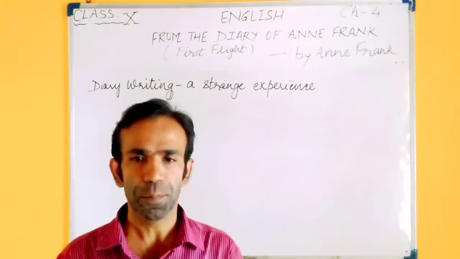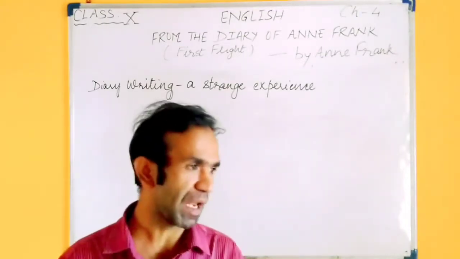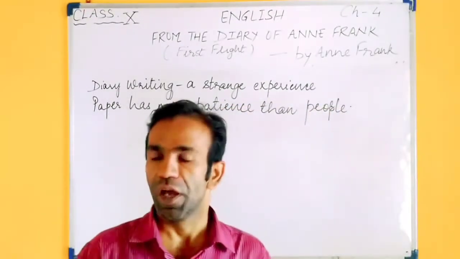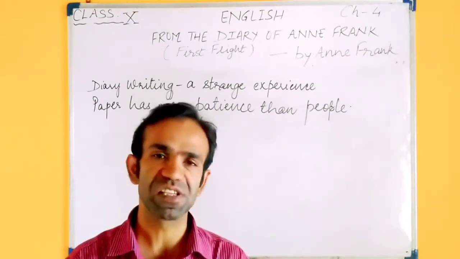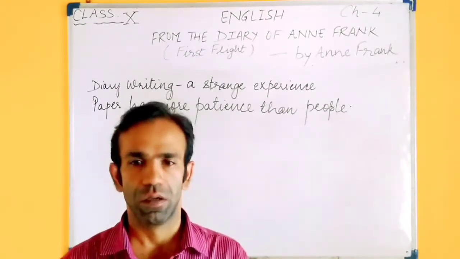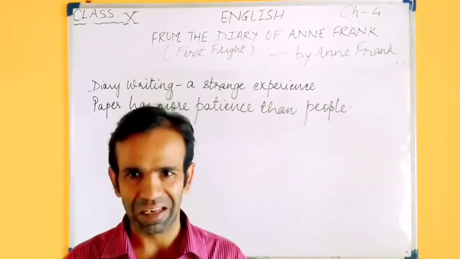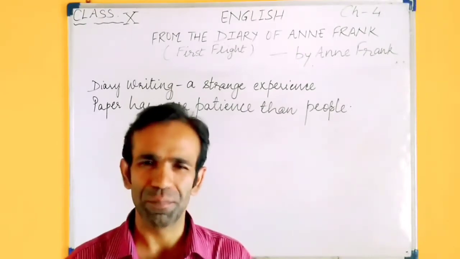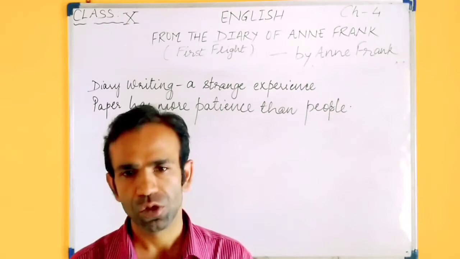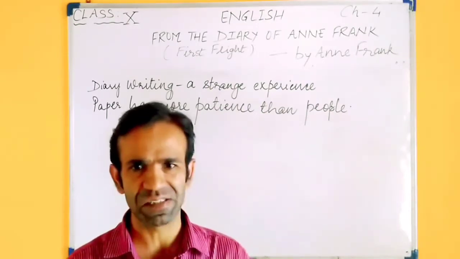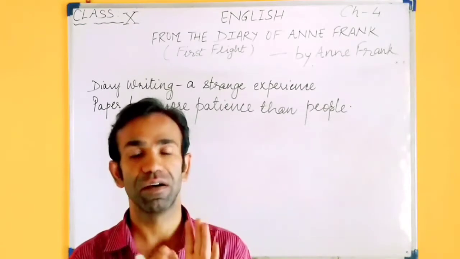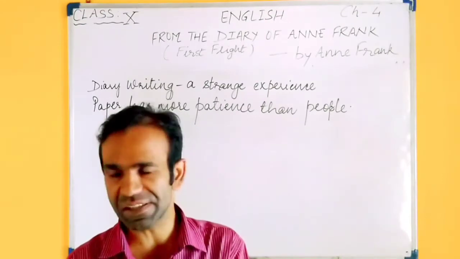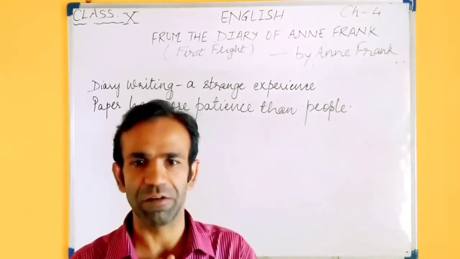Okay, the next point is paper has more patience than people. Annie feels that paper has more patience than people. There was a time when she was a little depressed. Okay, everyone gets depressed, so she was also depressed and sat at home. So she doesn't want anyone else except her to read the stuff that she was writing. Okay, the book that she had written. She doesn't want anyone else to read it except herself.